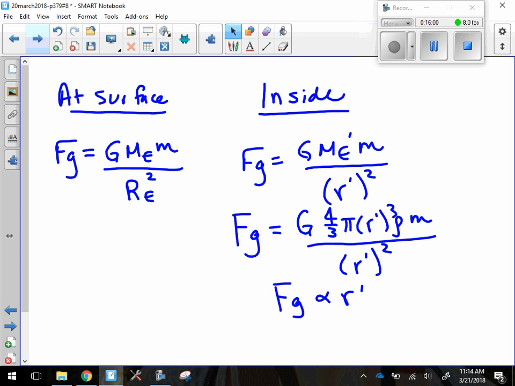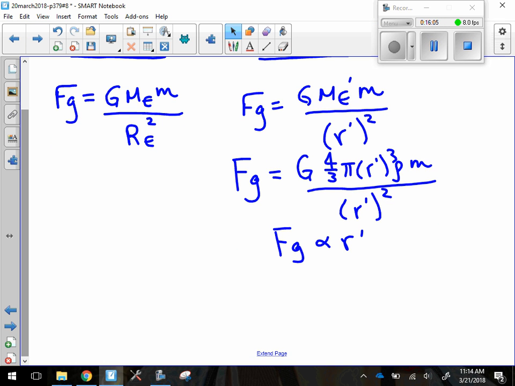So what's going to happen as you go deeper? First of all, what happens to R prime as you go deeper? It gets smaller. So what happens to the gravitational force as you go deeper, according to that equation? If R prime is getting smaller, what should happen to the gravitational force? It should get smaller too.